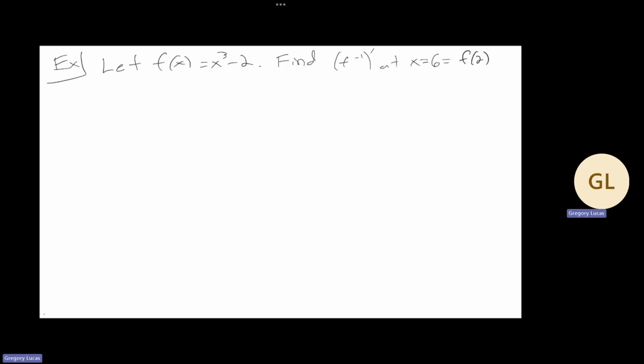Okay, so we're going to solve this without finding f inverse. So if f of x is x to the third minus 2, we know the derivative. It's going to be 3x squared.